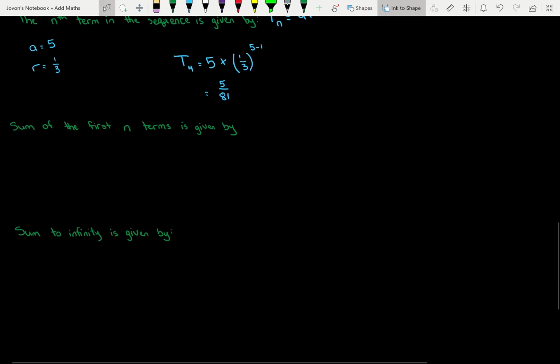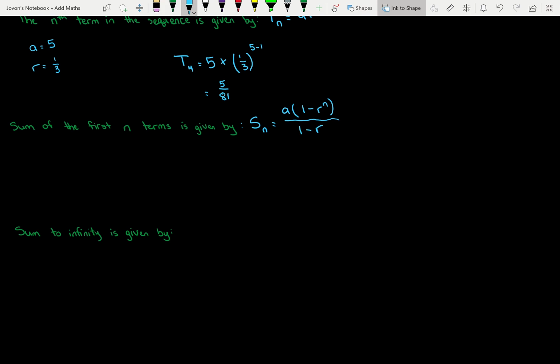So let's say now I want to find the sum of the first n terms. This is given by a formula. S of n is equal to a multiplied by 1 minus r to the power of n. Note where this n is. It's 1 minus r to the power of n. The 1 minus r is not to the power of n, just the r alone, over 1 minus r.